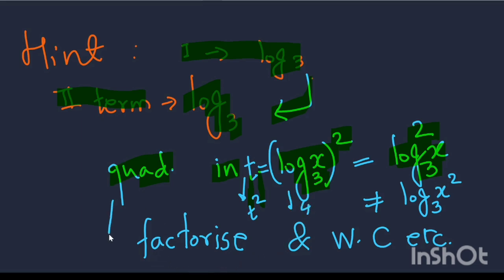So once you get a quadratic, you factorize it using the quadratic formula or splitting the middle term, and after that we will use the wavy curve method to solve it to get the value of x. So that would be our approach. That is the hint to this problem. Now moving on to the solution part.